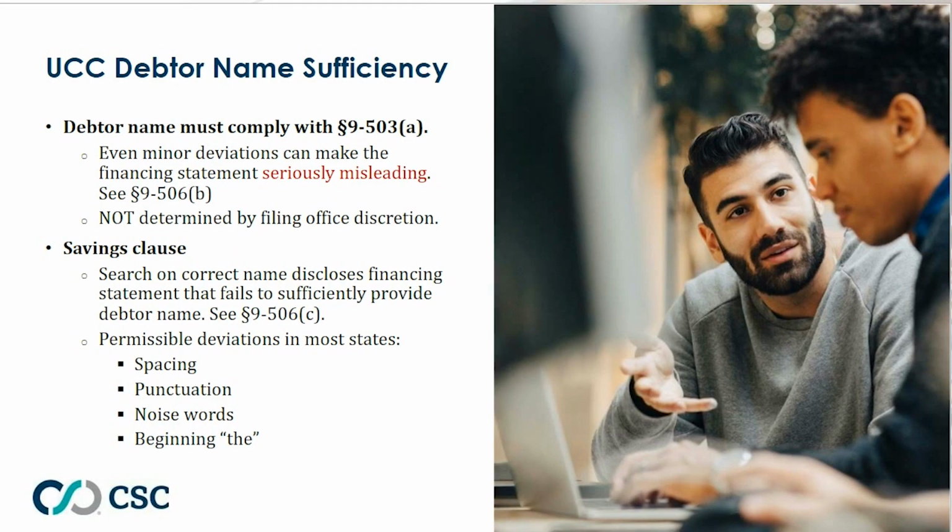As mentioned before, the debtor name is critical. Even minor deviations can make the financing statement seriously misleading. The filing office cannot make that determination, so the responsibility falls on the filer. There are some instances where certain deviations are permissible, but the general rule of thumb is to ensure that the debtor name is exact.